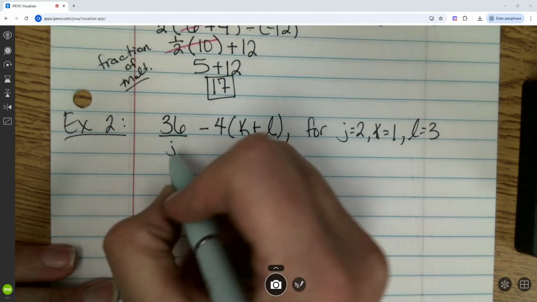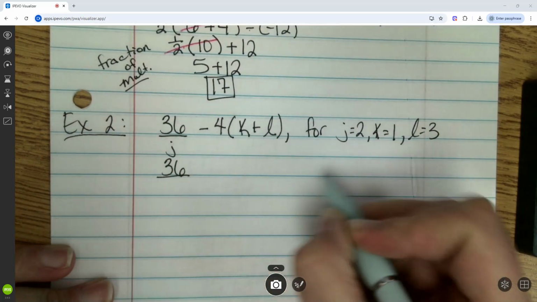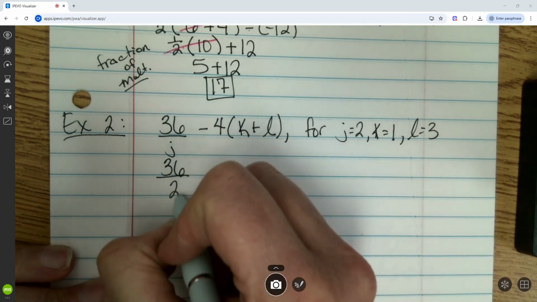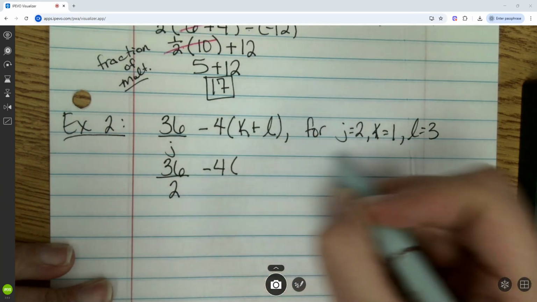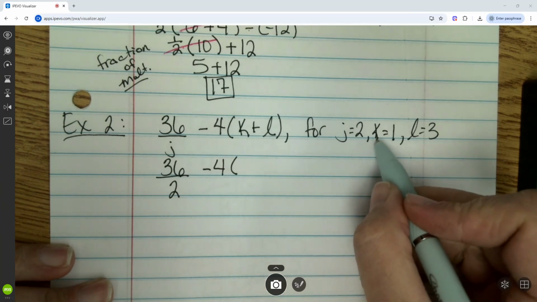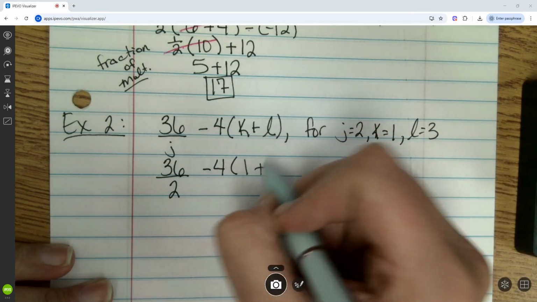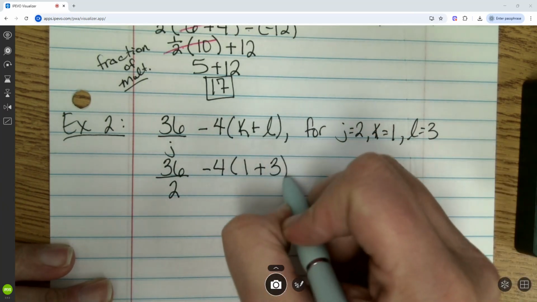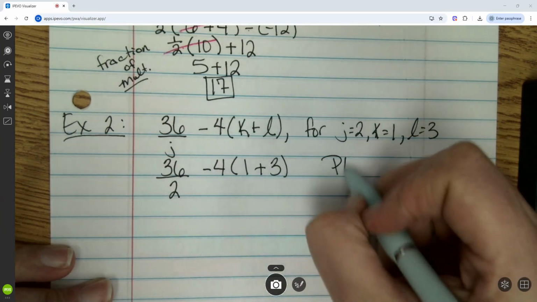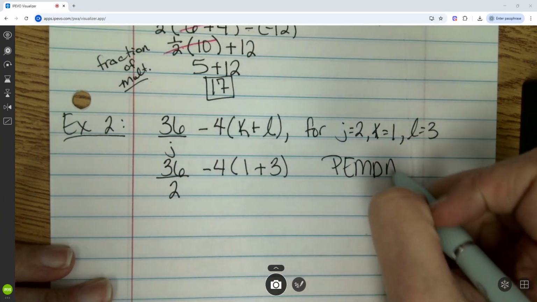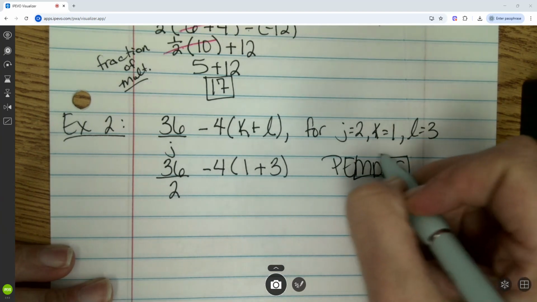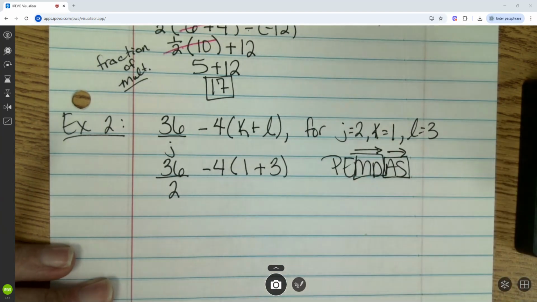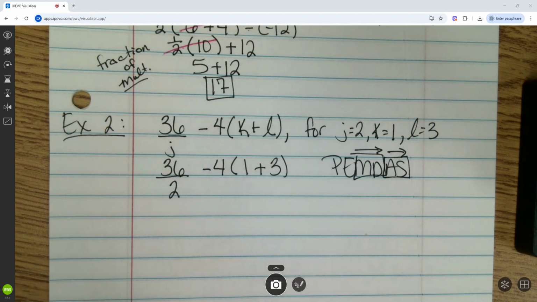Okay, so our first step is to plug in the values for J. You'll notice I'm being very careful that I'm rewriting the entire problem correctly. K equals 1 and L equals 3. And at this point, if it makes you feel better, you can always write your PEMDAS. Please excuse my dear Aunt Sally. I forgot to do that in my example 1. Don't forget the left to right, left to right.